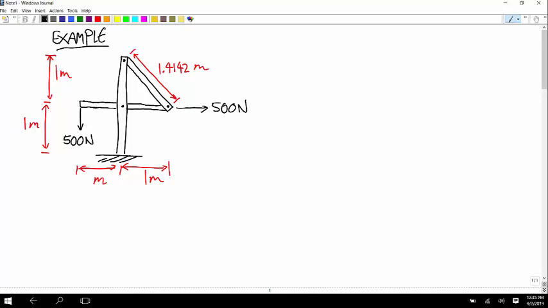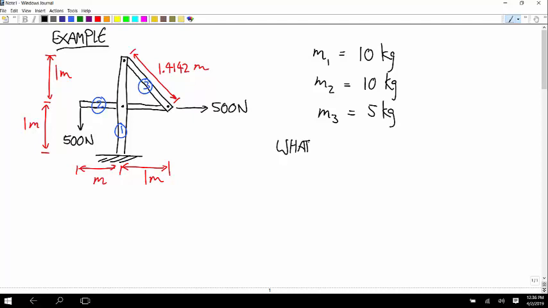And let's say that the masses, so I'm going to number these eventually. The vertical one is 1, horizontal is 2, diagonal one is 3. Let's say that the mass of 1 is 10 kilograms. Mass of 2 is 10 kilograms. And the mass of 3 is 5 kilograms. What are the external loads on each member?